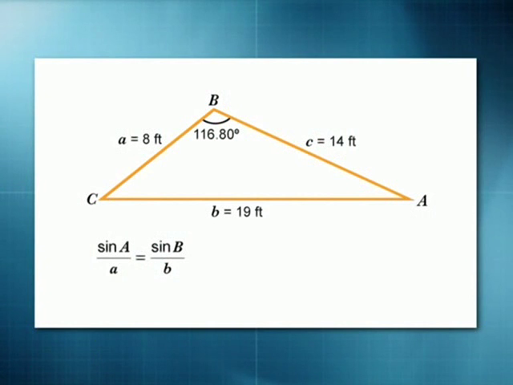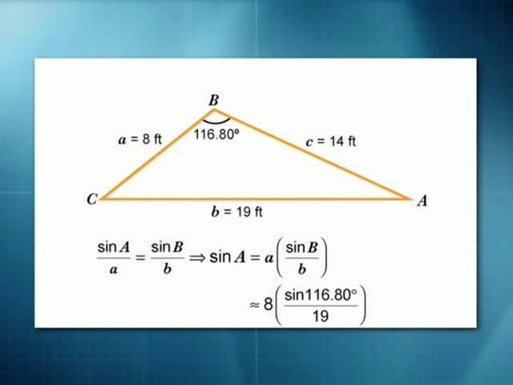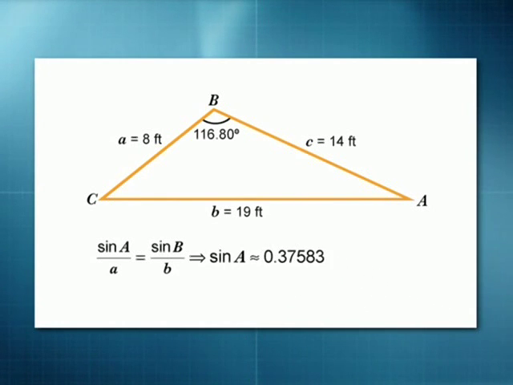So now we know what angle B is, let's find angle A. So sine A over A equals sine B over B. Remember, that's the law of sines from the previous lecture. That means that sine A equals A times sine B divided by B. Plug in the numbers, 8 times sine of 116.80 degrees divided by 19. Remember, side A was 8 and side B was 19, and we get approximately 0.37583. And then do the inverse sine function. A comes out to be approximately 22.08 degrees.